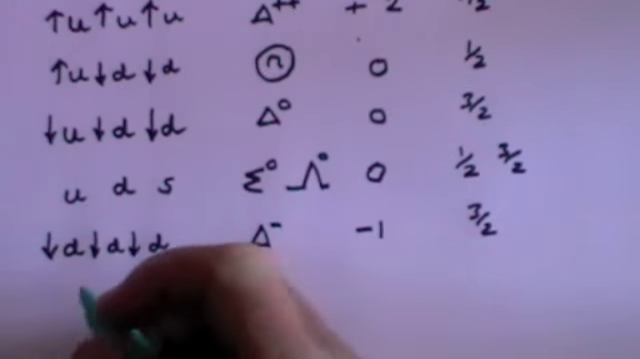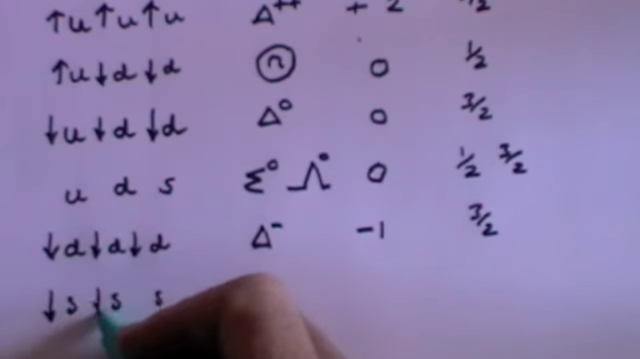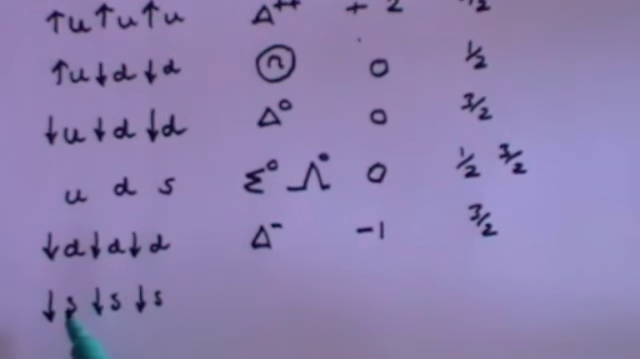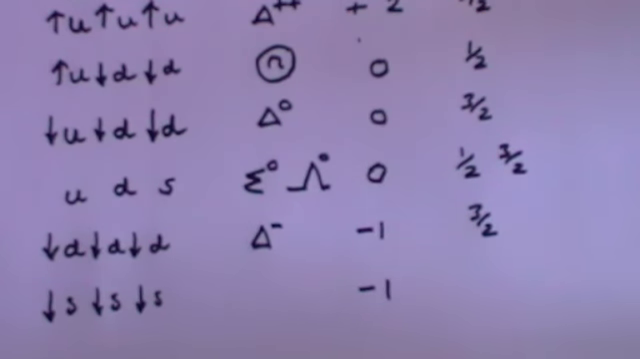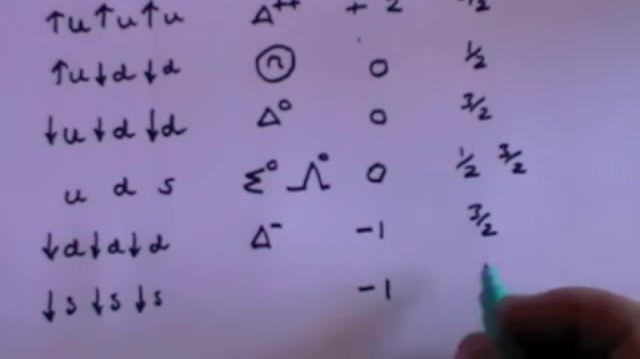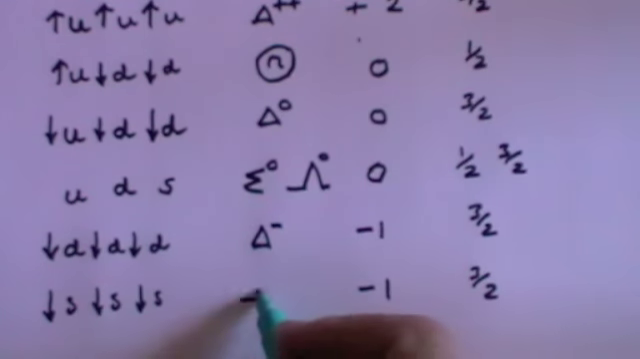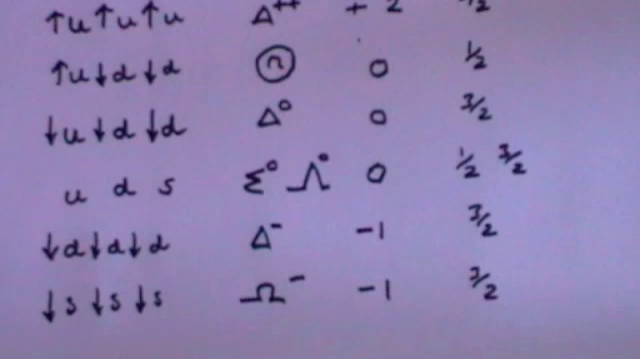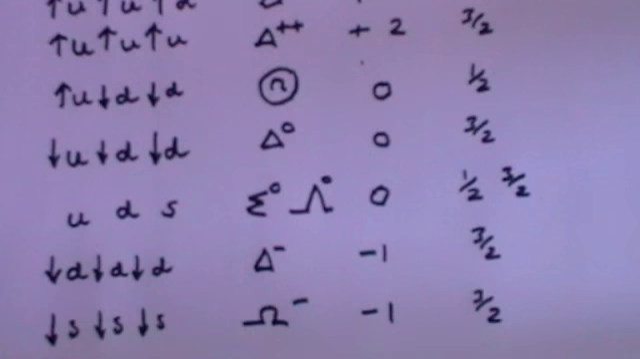Or you could even have 3 strange quarks all spin down. Once again, strange has the same charge as a down, so it's minus a third, minus a third, minus a third, gives you -1. The total spin is going to be 3 halves or minus 3 halves, and that is actually called an omega minus. And you can keep on just combining different flavours of quarks to make different designer particles.